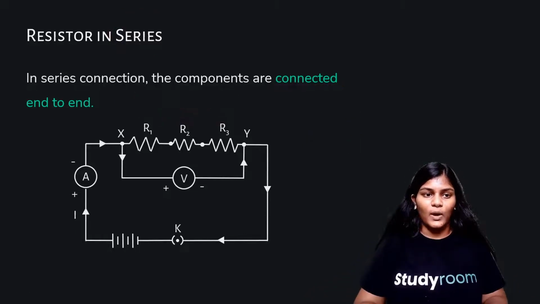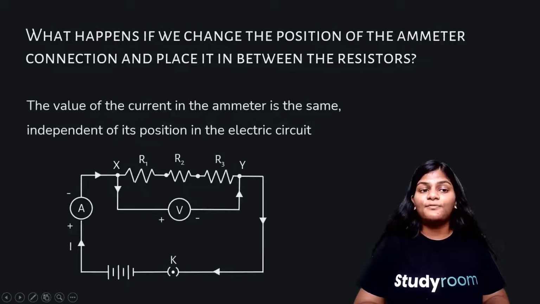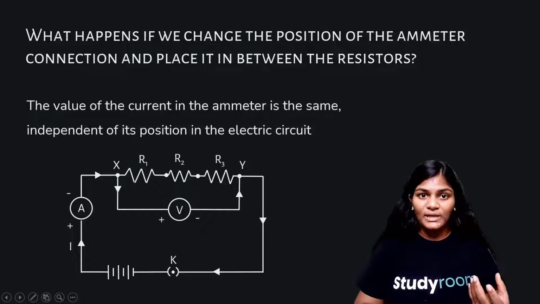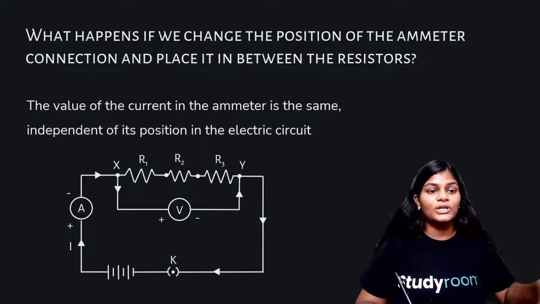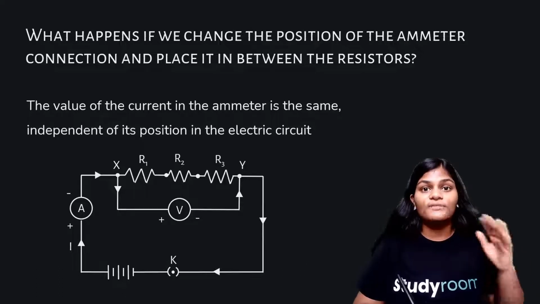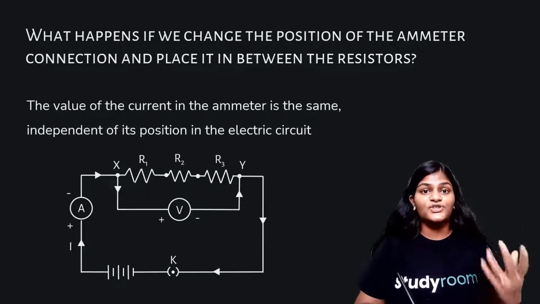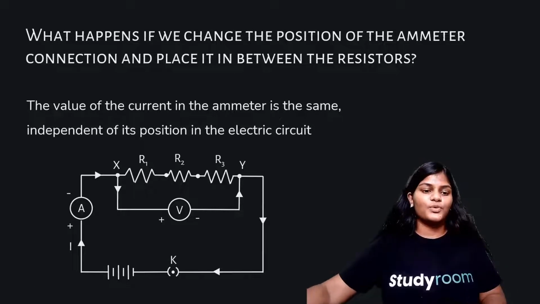Okay, now what is the next thing that we want to think about? We want to think about whether, if we change the position of the ammeter in a series connection, the value of current will change. The answer is no. The value of current does not change if the position of the ammeter is changed. Why is that? I'm just going to tell you.